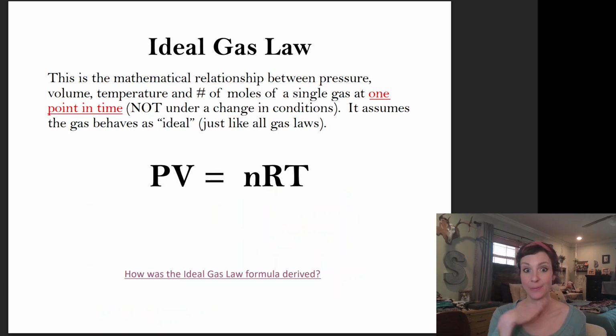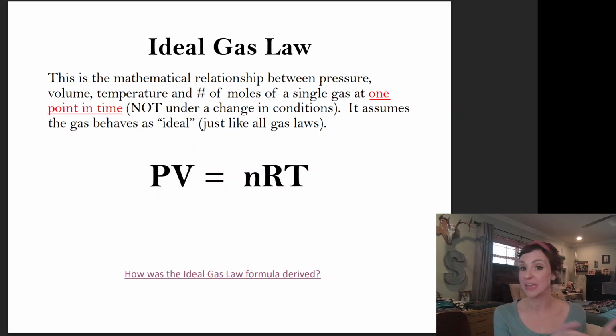PV equals nRT is your ideal gas law. This is the mathematical relationship between pressure, volume, temperature, and the number of moles of a single gas at one point in time. Like if I were to take a picture of a gas and figure out what its pressure, volume, and temperature and number of moles is, that is what this equation is showing me.